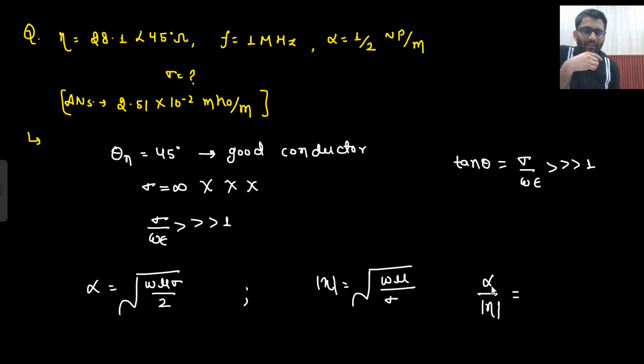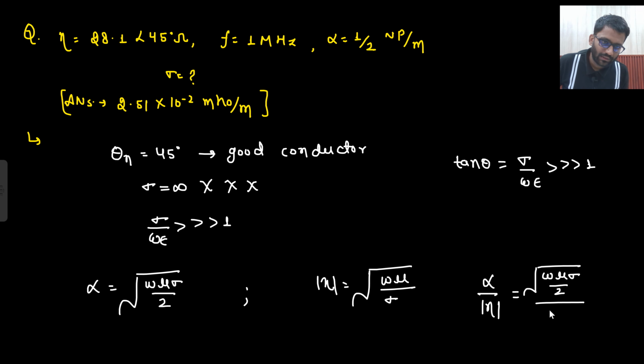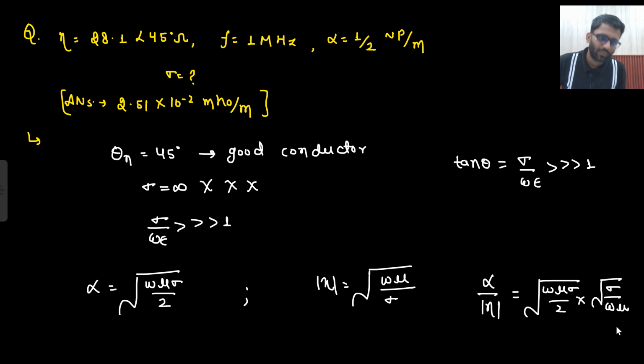So alpha by eta magnitude I need to find. So alpha by eta, if I find, so alpha is under root omega mu sigma by 2, and then the reciprocal of this, under root omega mu. So under root omega mu gets cancelled. So what are you getting? Alpha by eta is equal to sigma by under root 2. This is your under root 2, right? Sigma by under root 2 I am getting.